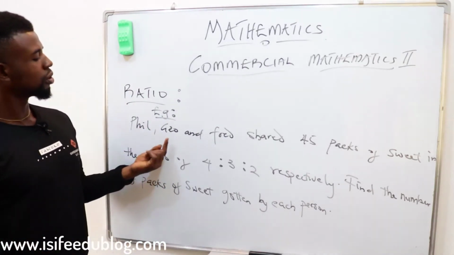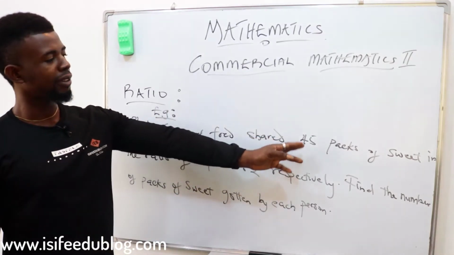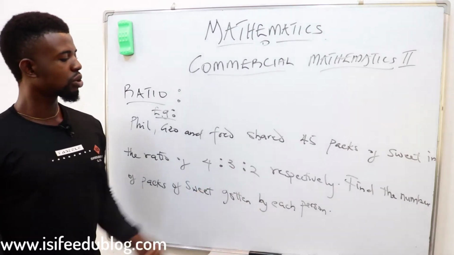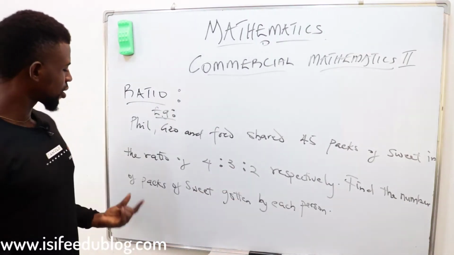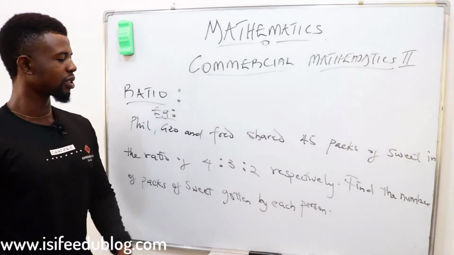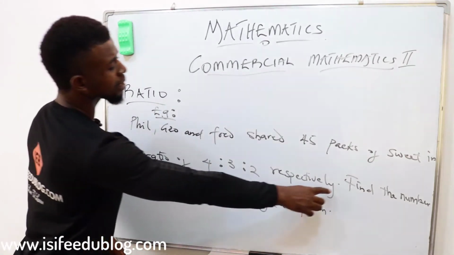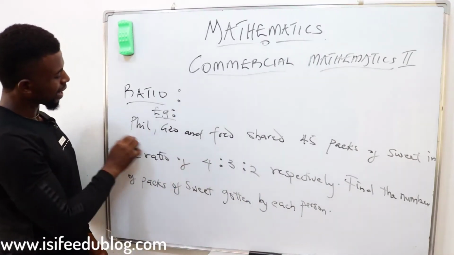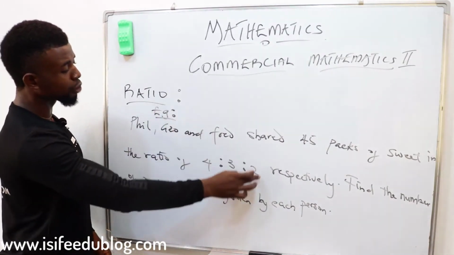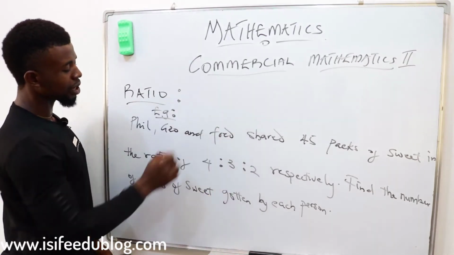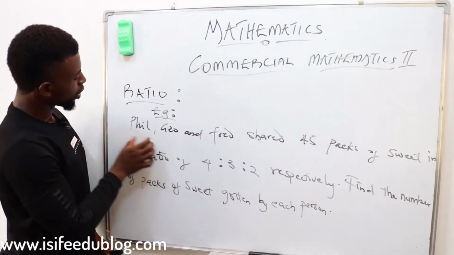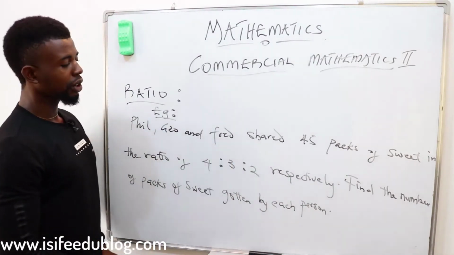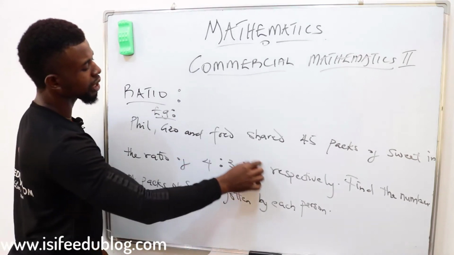We have that Phil, Joe and Fred shared 45 packs of sweets in the ratio of 4 is to 3 is to 2 respectively. Find the number of packs of sweets gotten by each person. Okay? Now this respectively means that the pattern of the ratio is in the pattern of the appearance of the names, which means that 4 is for Phil, 3 is for Joe, 2 is for Fred. Okay? So what does this 4 is to 3 is to 2 mean?